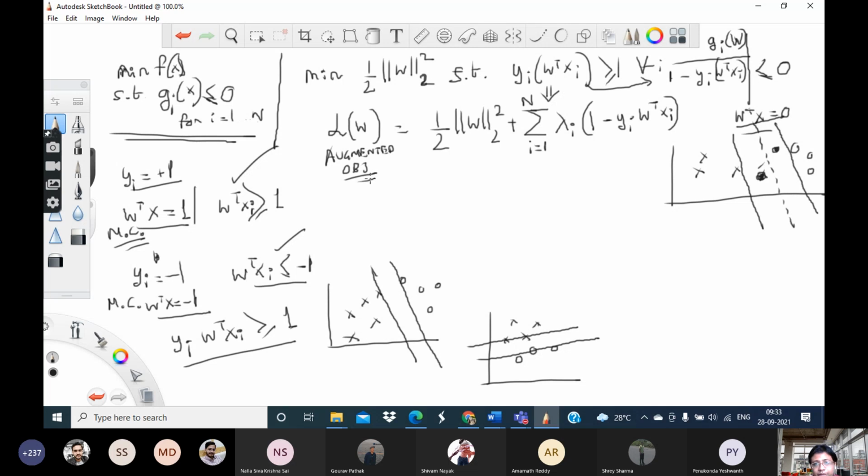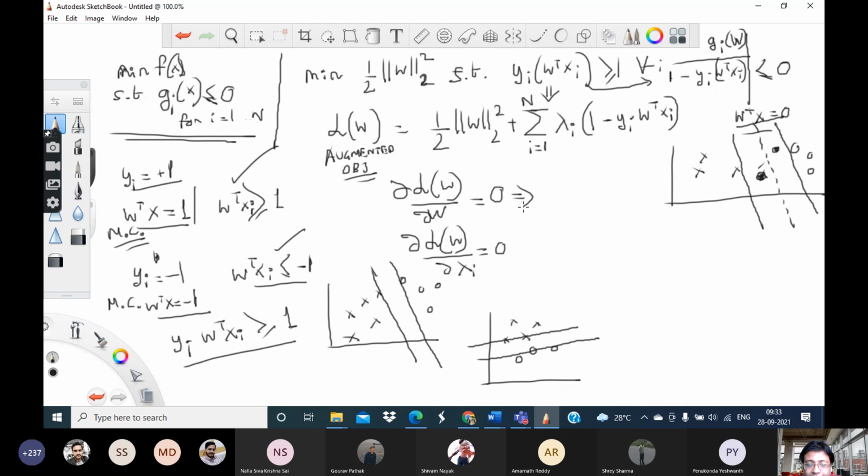Now what do we do? Now we take the derivative with respect to W, setting it equal to 0, and we also take the derivative. W is an unknown, so I take a derivative with respect to that. All the Lagrangian multipliers are unknown, so I take derivatives with respect to them also.